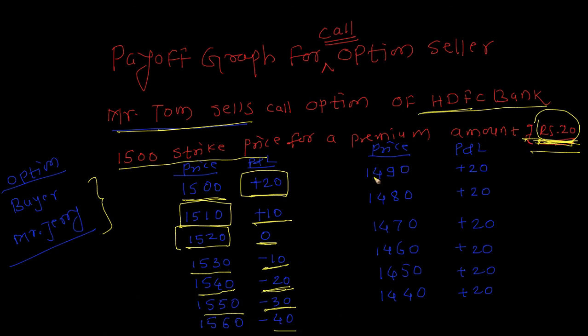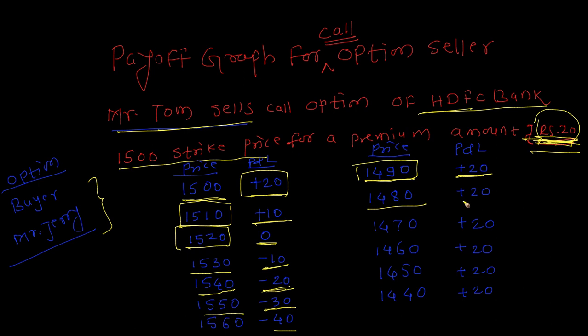Now if HDFC Bank goes below 1500, Mr. Jerry, who is the option buyer, will not come to Tom. Why would he come to Tom? He is already getting HDFC Bank for 1490, so why would he buy for 1500 from Mr. Tom? He will not buy. That means this coupon will be of no use to Mr. Jerry, the option buyer, but it is giving profit to Mr. Tom, that is his profit of 20.